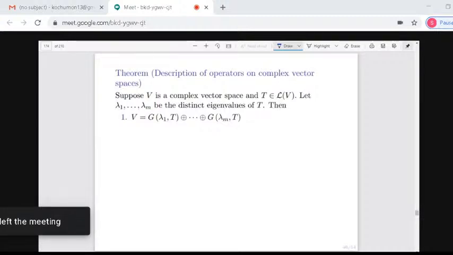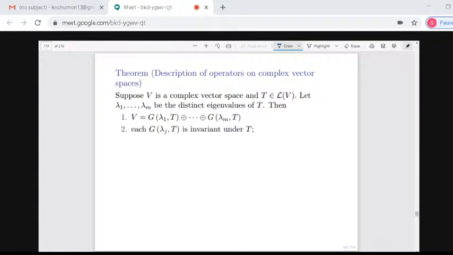I have to spend some time here. Suppose V is a complex vector space and T is an operator there, and lambda 1 etc. lambda n are the distinct eigenvalues of T. Then V is a direct sum of the G lambda j T. I have already told you that G lambda j T is equal to the null space of T minus lambda j identity.